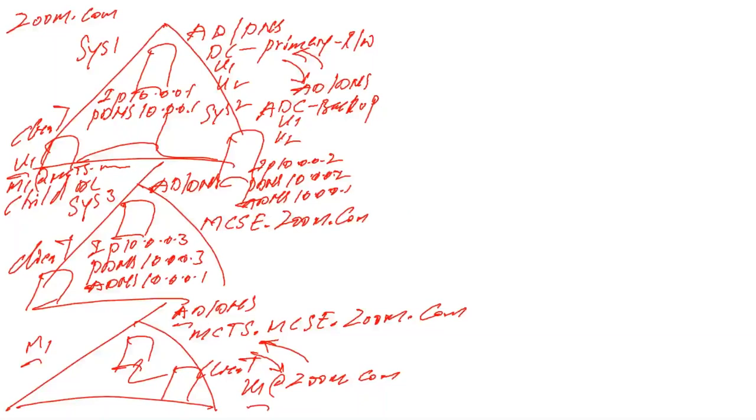Write down the next line: assign the IP address, and the preferred DNS address should be the same. Assign the IP address and preferred DNS address, PDNS, should be the same. And the alternate DNS address is the DC IP address.